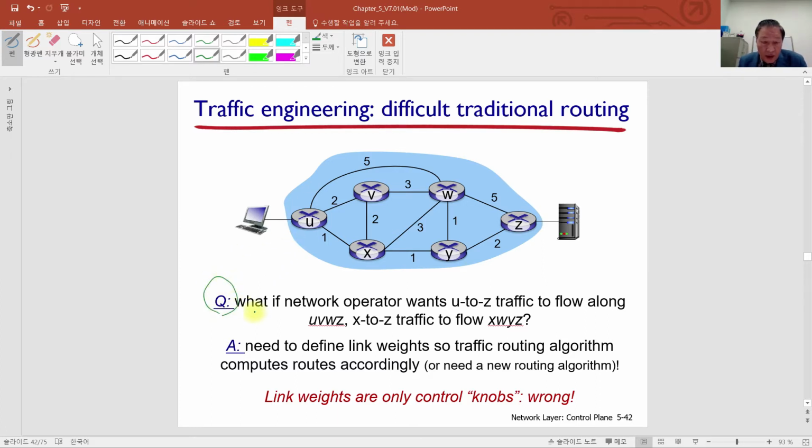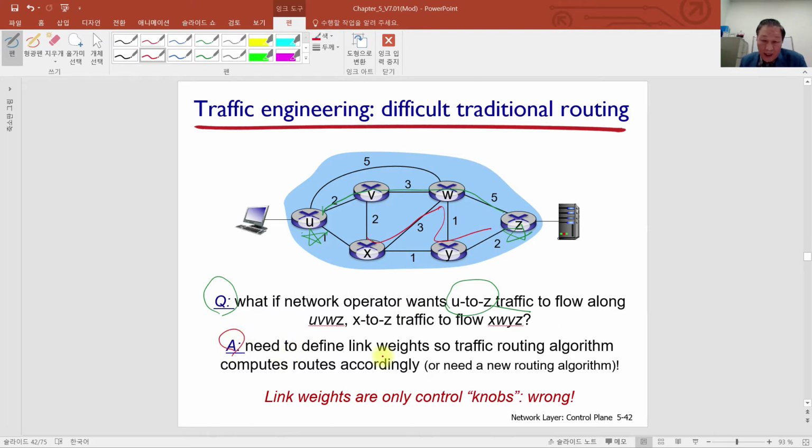Let's look at this question first. What if a network operator wants traffic from U to Z, where U is here and Z is here, to flow along U, V, W, Z, and also to flow along X, W, Y, Z? The answer is here.